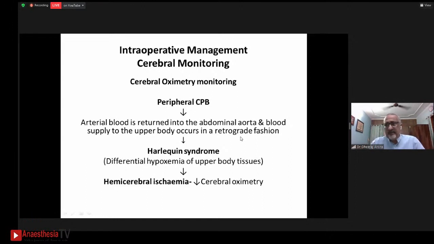And as already described by ma'am in the previous talks, whenever the heart is not fully decompressed, and the patient is still on bypass, but the lung is ventilated and non-ventilated, and a still beating heart is there, there is a mixture of the blood, and there is a differential hypoxia of the upper body tissues, and that may be reflected as hemicerebral ischemia. There may be right hemicerebral ischemia, and the value of the right cerebral oximeter will be decreased. So we have to give 100% oxygen during that time, and we have to immediately do the diastolic arrest of the heart to have proper cerebral function.